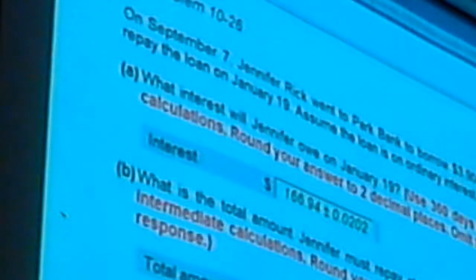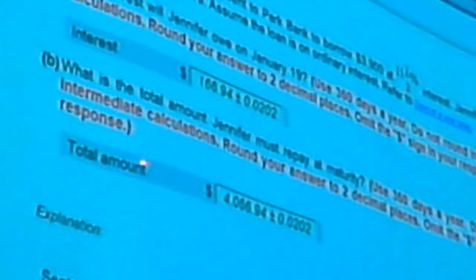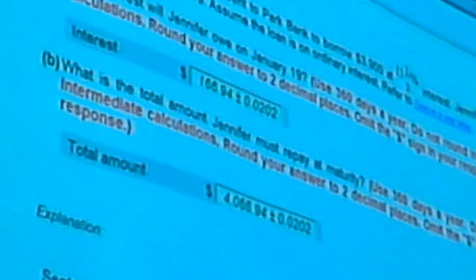All right, we're switching chapters now. Chapter 10 and question number 10. Look at what they're asking you to provide in the end: the interest and the total amount, which is also thought of as what? What else do we call the total amount? Maturity value. Maturity value, thank you.